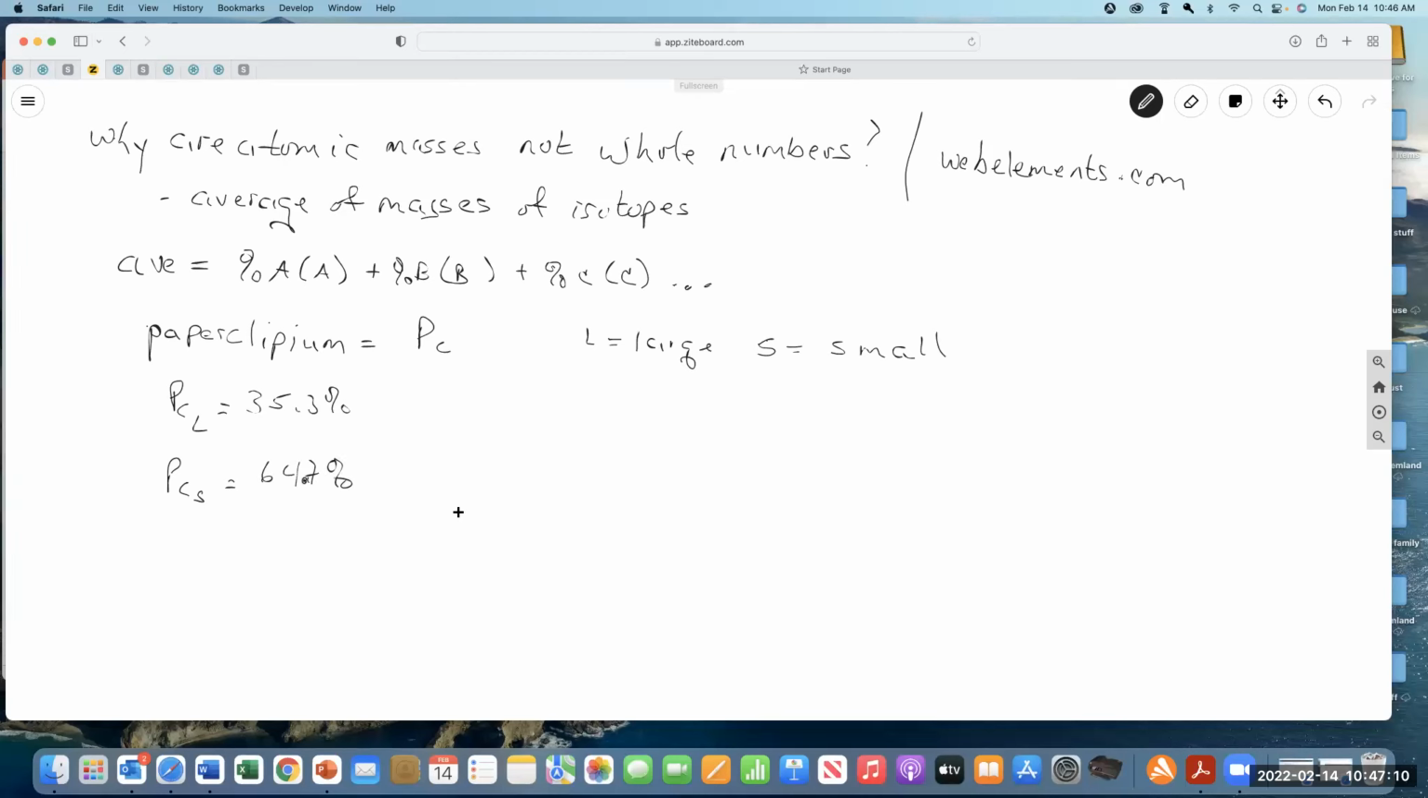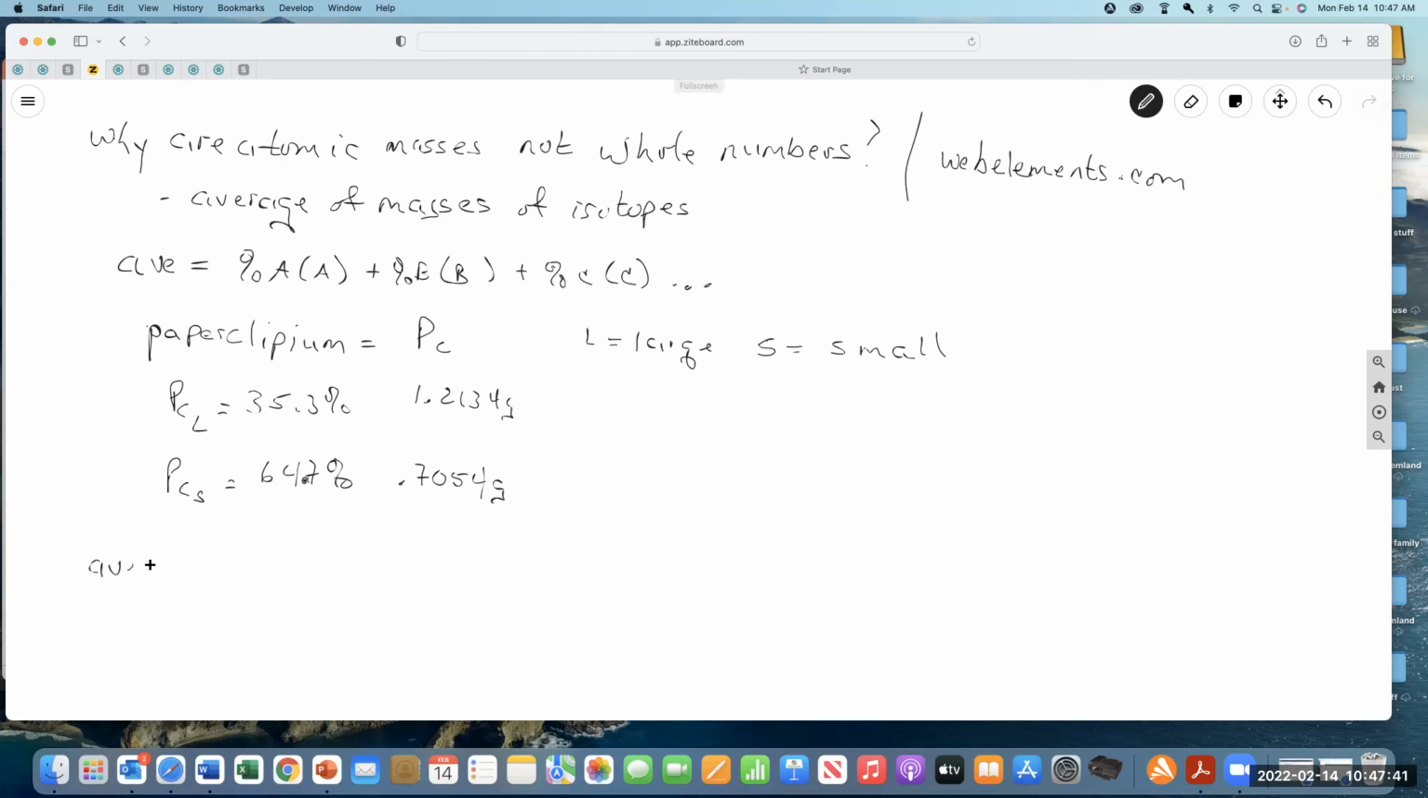Now, if I put these on a balance, I have a balance over here that you guys can't see. It turns out the small paperclipium has a mass of 0.7054 grams, and the large paperclipium has a mass of 1.2134 grams. So I could use that to calculate the mass of an average paperclip.